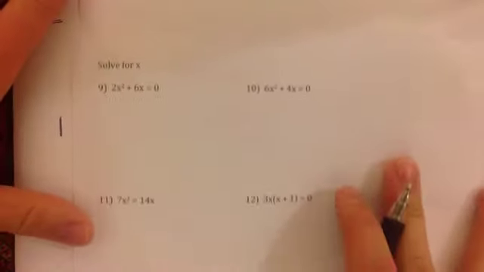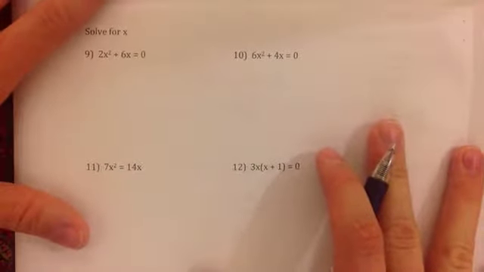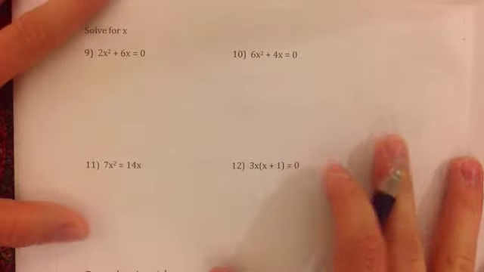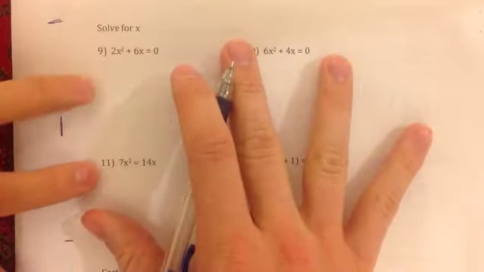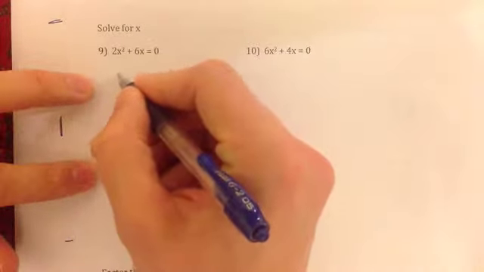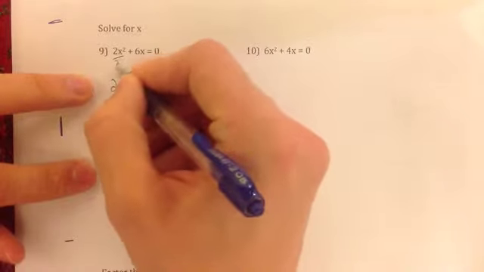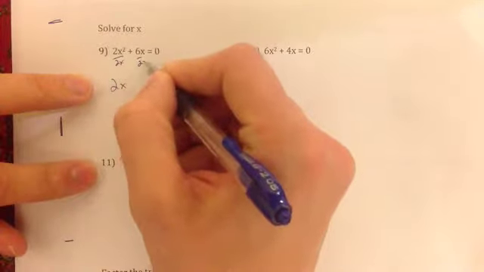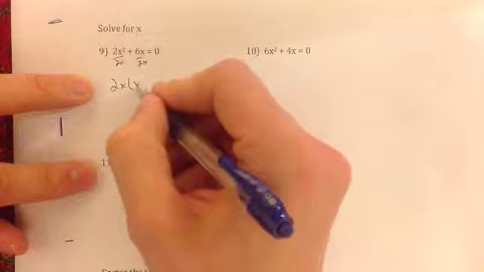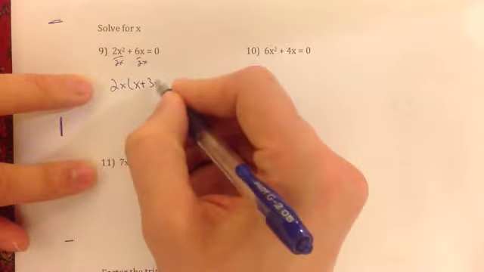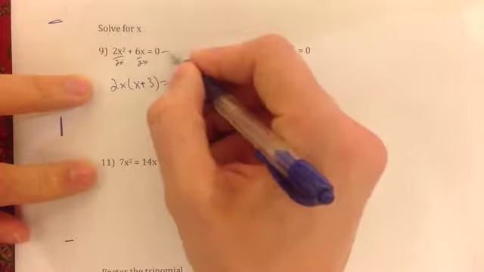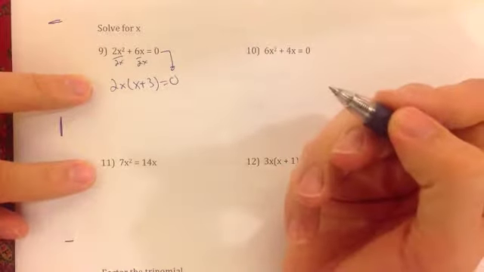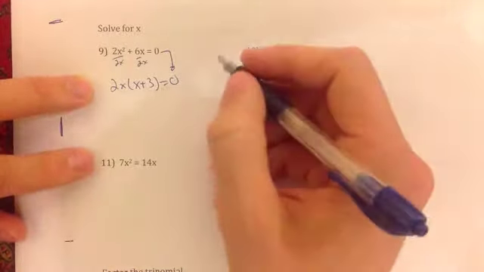On the next page, however, we are most definitely solving for x. So this first one, we're going to start it off just like we did the other ones. We're going to pull what's common. They both have a 2, they both have an x. And then on the inside of our parentheses, we're left with an x, and we're left with a 3. And different from the last problem, you've got that equals 0. Because it's equal to 0, you can solve it.